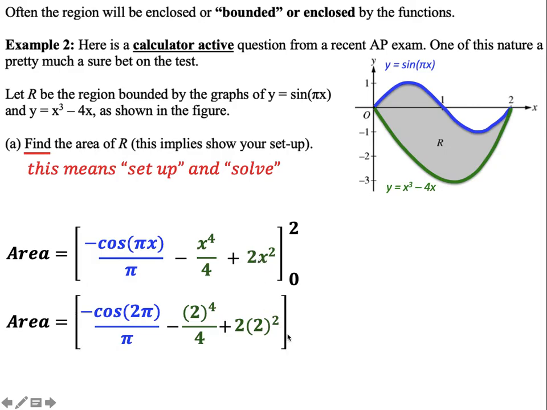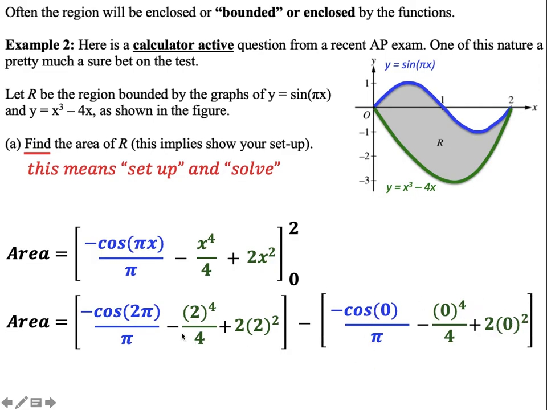And then when I plug in 0, so cap all that off with a nice set of brackets, that's the 2's everywhere, minus the 0's everywhere, so cosine of 0, 0 to the 4th over 4, 2 times 0 squared, cap those off with nice sets of brackets. So now we can really go for evaluating this. So 2 pi, that's the same as 0 on the unit circle, so we know this is 1. So that first term is minus 1 over pi. 2 to the 4th is 16, divided by 4 is 4, so we know that's minus 4. 2 squared is 4 times 2 is 8, so it's plus 8.